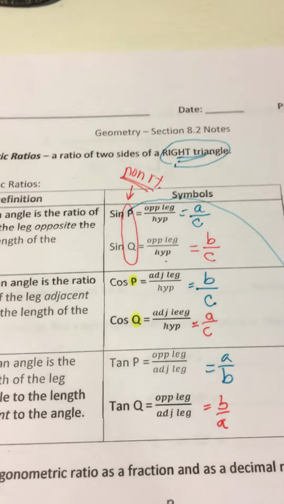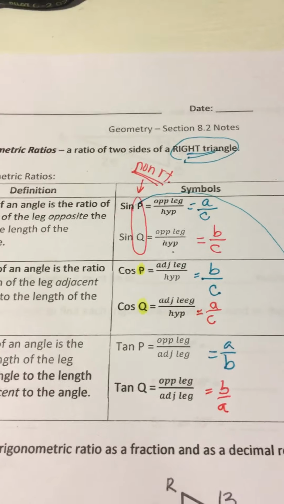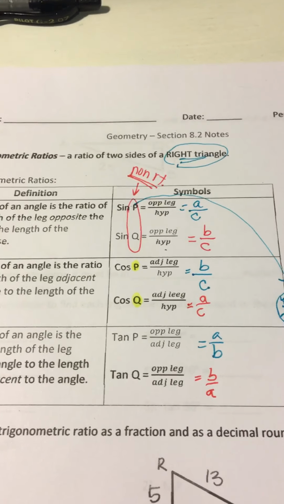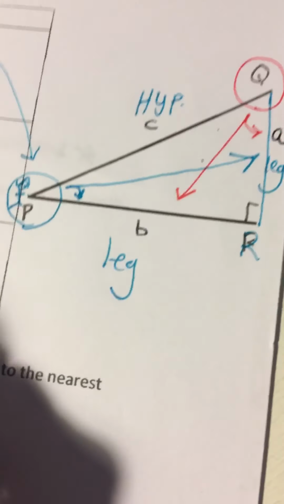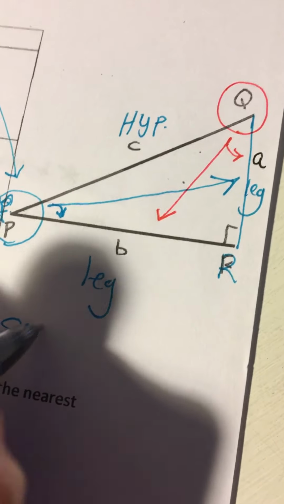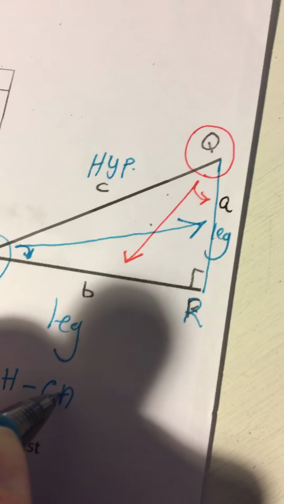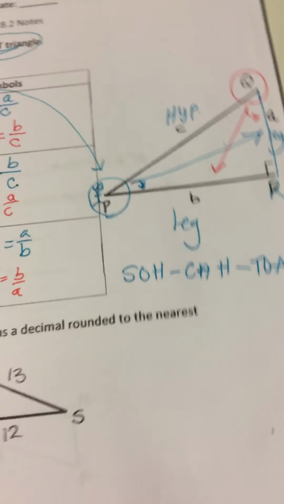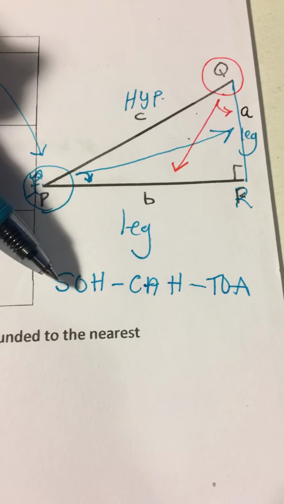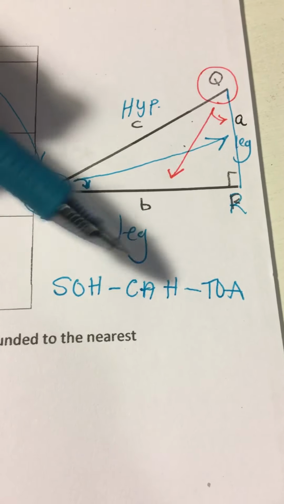All right. So those are my trig ratios. And there is a really nice acronym to help you remember this. The acronym looks like this. I'm going to write it right here. It is SOHCAHTOA. Okay, so sine is the opposite leg over the hypotenuse.